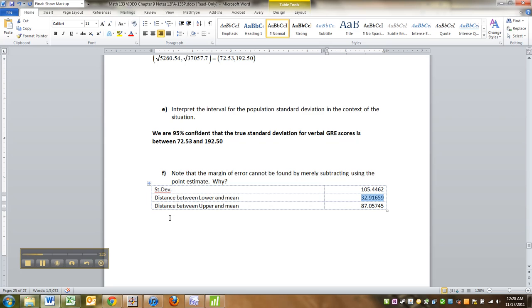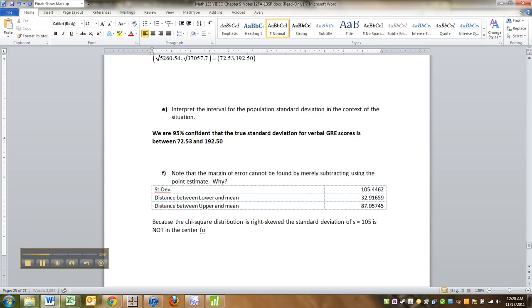It's because the chi-square distribution is right skewed, the standard deviation of S equals 105, excuse me, 105 is not in the center of the interval.